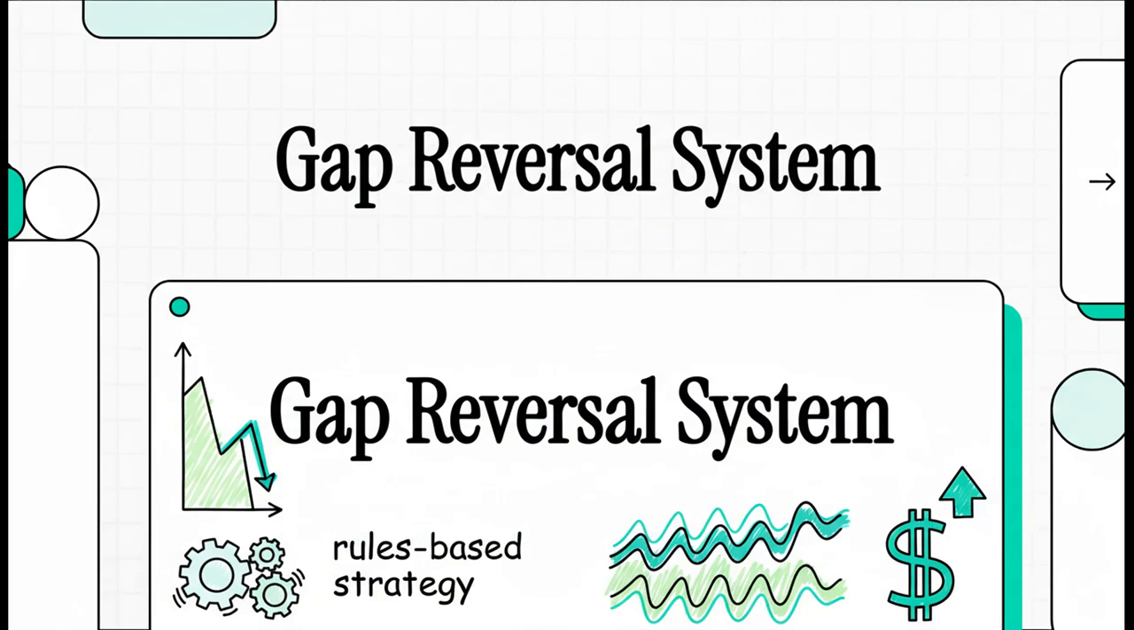All right, today we're going to break down a really specific rules-based trading strategy. It's all about taking a super common and, let's be honest, frustrating market event and turning it into a really clear opportunity. This is the gap reversal system, and it's all about how to trade the trap.